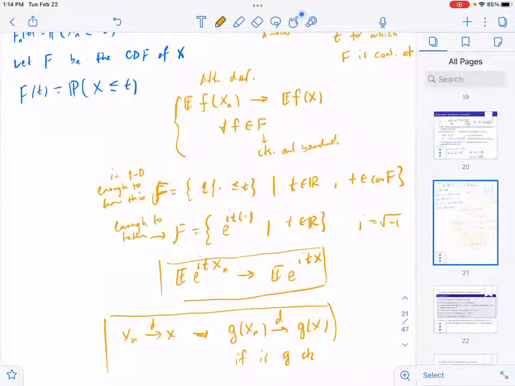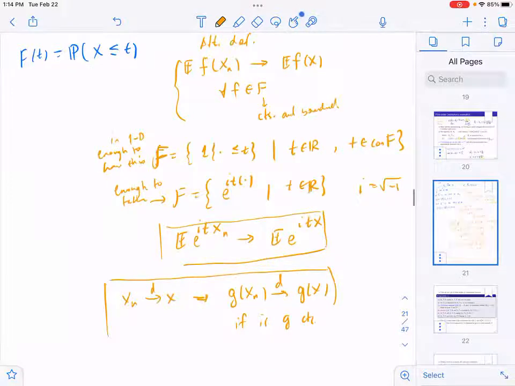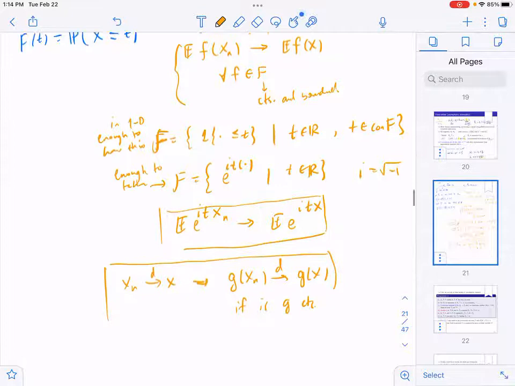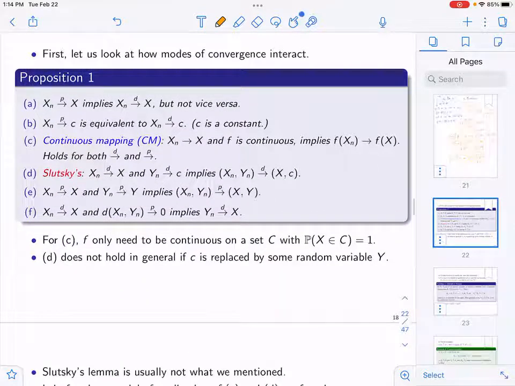Okay, any questions? This is a short review. It doesn't do convergence in distribution justice, but this idea I think is very important. So, questions? Okay, so then you can go and prove things.